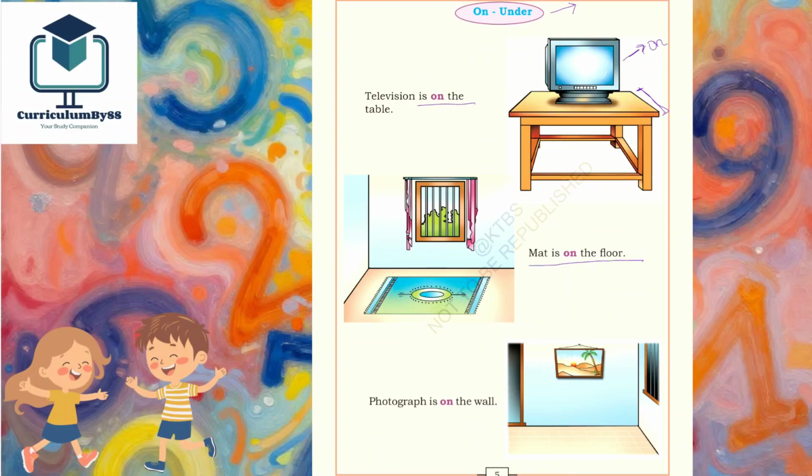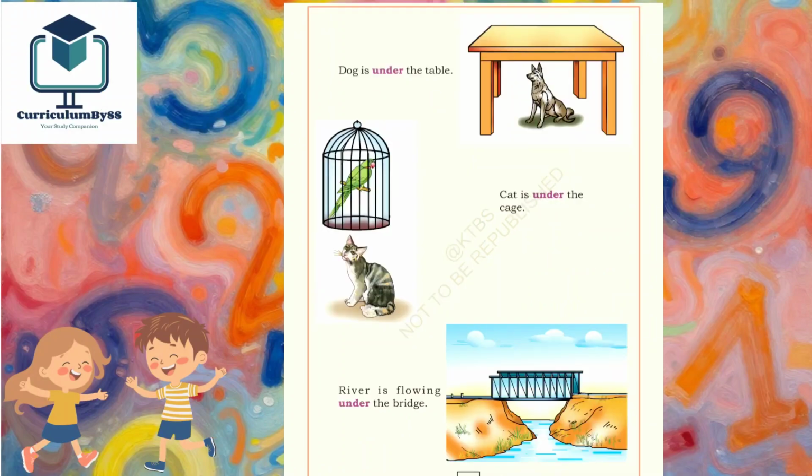Mat is on the floor. This is the mat and it is on the floor. Photograph is on the wall. If this is on, it should be under. Similarly, this will be under. So here television is on the table, mat is on the floor and photograph is on the wall.